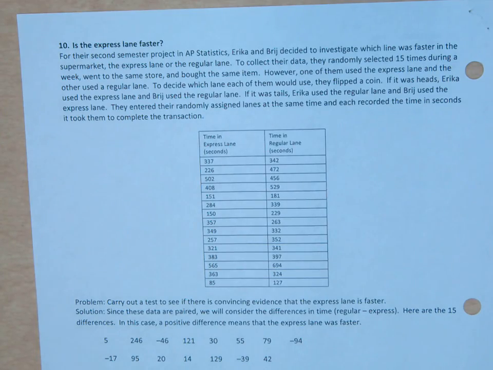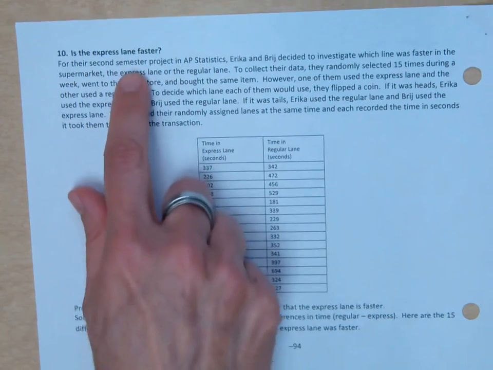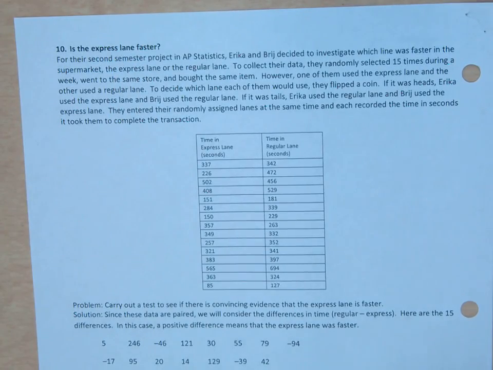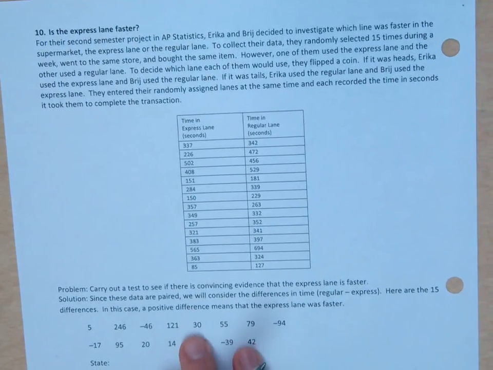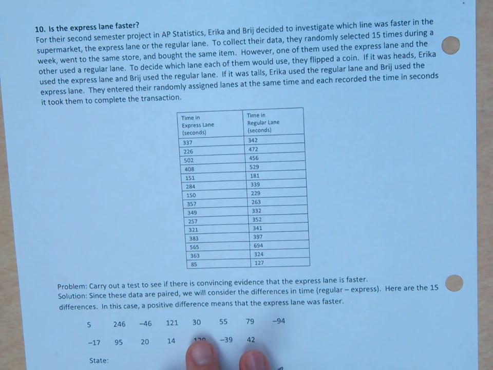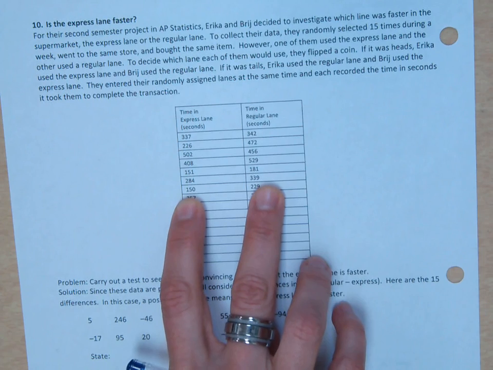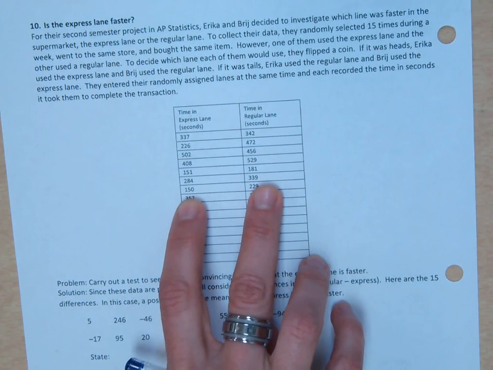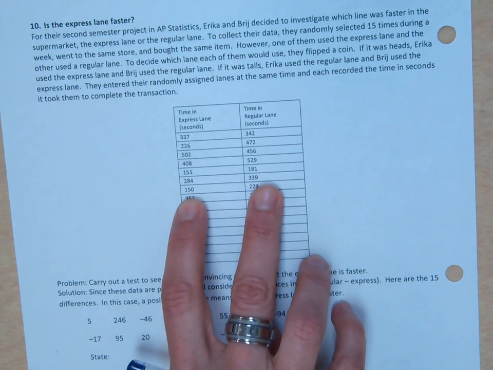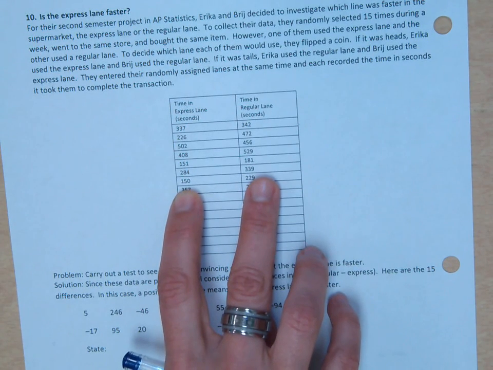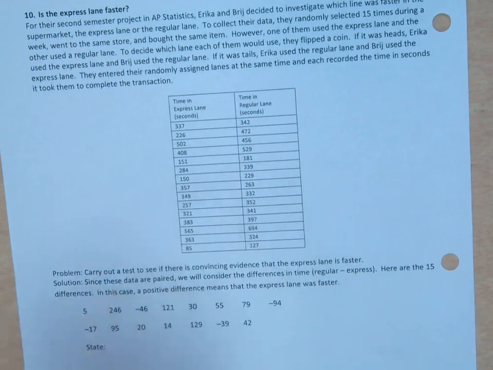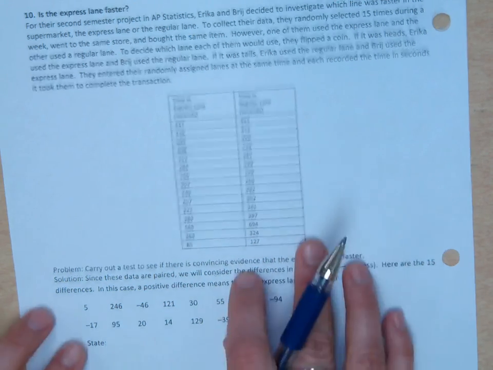Section 9.3, extra example number 10: is the express lane faster? That's what we're trying to figure out here. This is paired data, so you're still taking a sample on one population, but you're reading two different values. One's the express lane and one's the regular lane, and you're taking the difference. So it's still a one sample test. In the next chapter we'll get into two sample tests when we have two distinctly different populations that we're comparing.